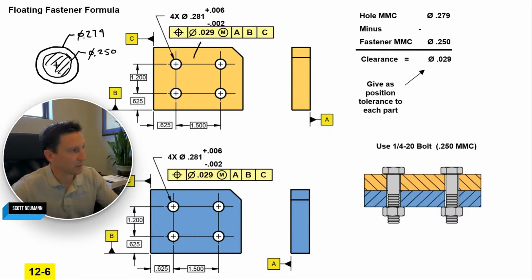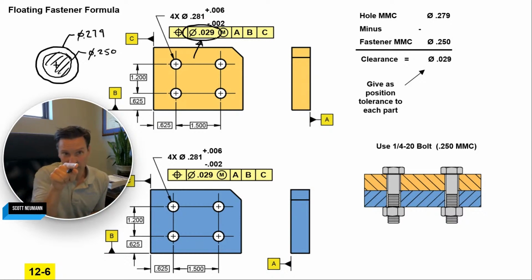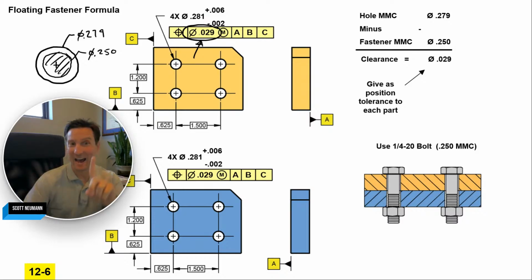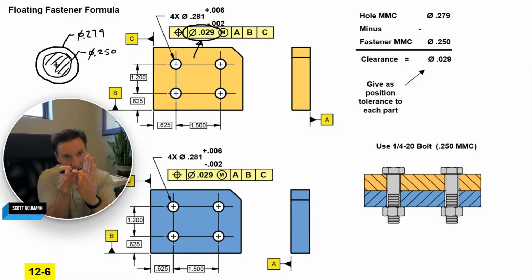So this says a position within a diameter of 29. So how much can the orange axis shift off center? 14 and a half. Yes, half. That's right, half. And that's the key there. When you say position diameter of 29, you're saying the axis can shift half of that. He's right, 14 and a half.